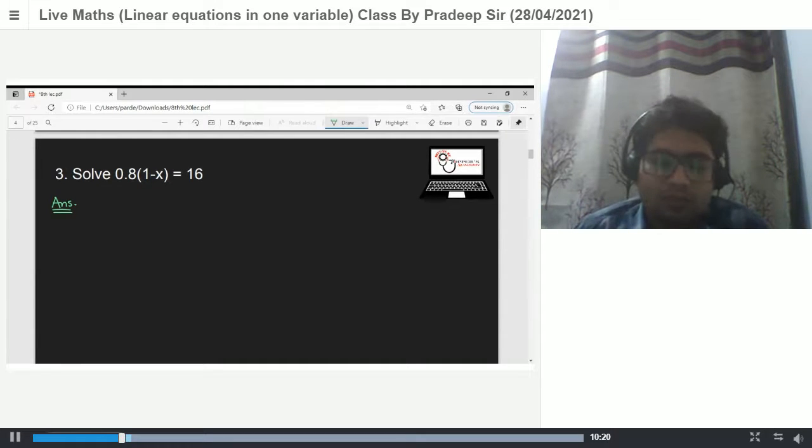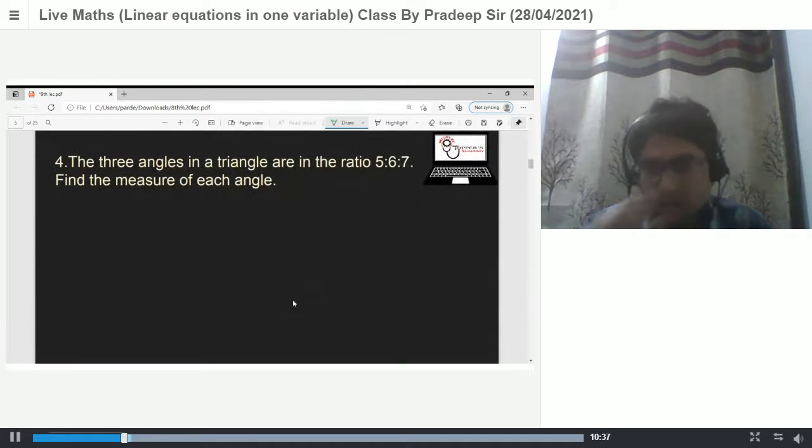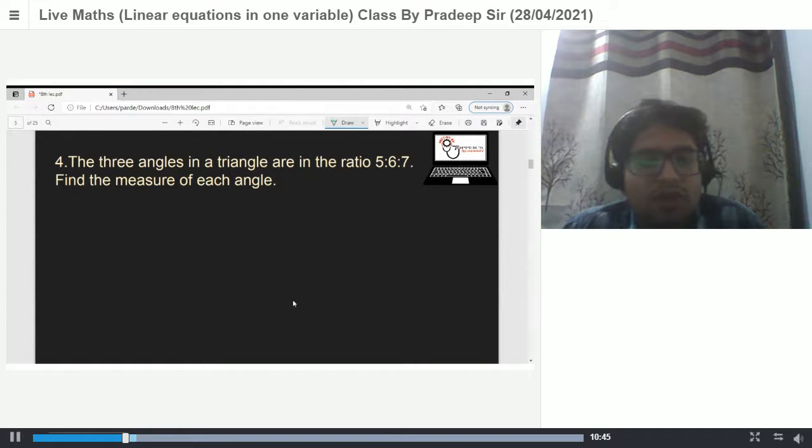Minus 19. Very good. x is equal to what? x is equal to minus 90. Very good. Next one. This is your fourth problem, a word problem. The three angles in a triangle are in the ratio given. Find the measure of each angle.